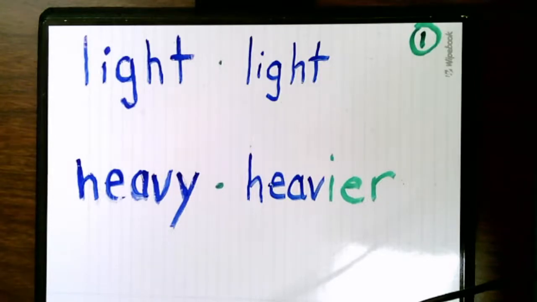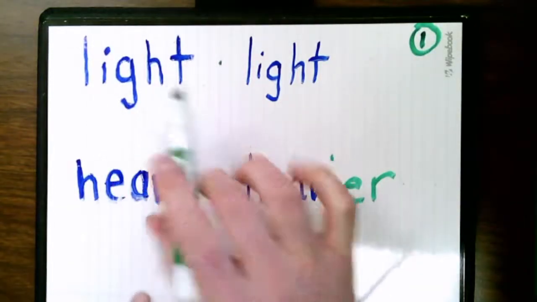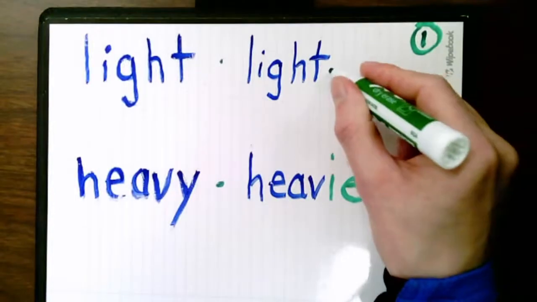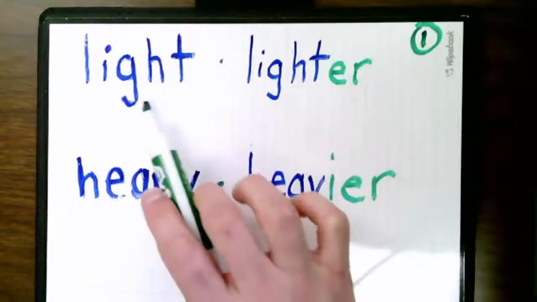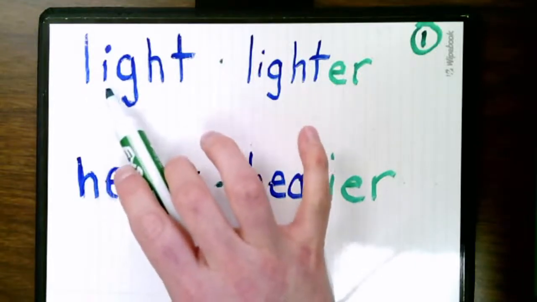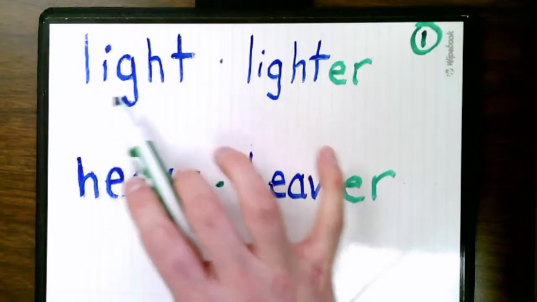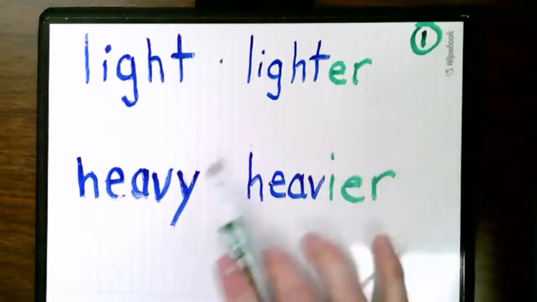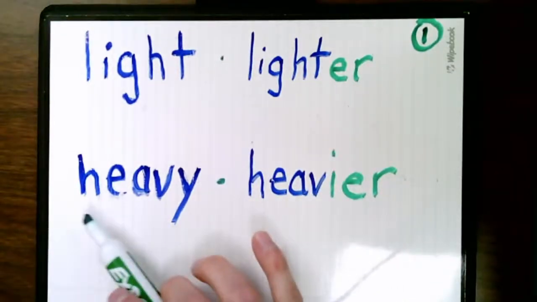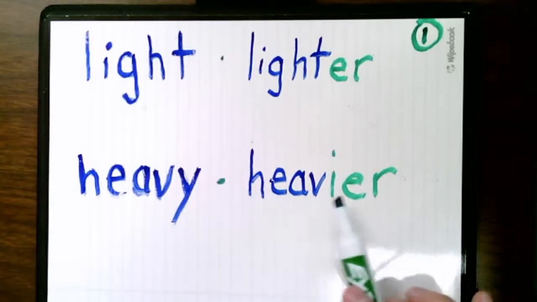We are talking about weighing things. We have a couple of key words. We have this word light, and if we add an ER, it makes the word lighter. In English, IGHT has a long I sound, light. The GH is silent. Lighter. And we have down here the word heavy, and this is the word heavier.